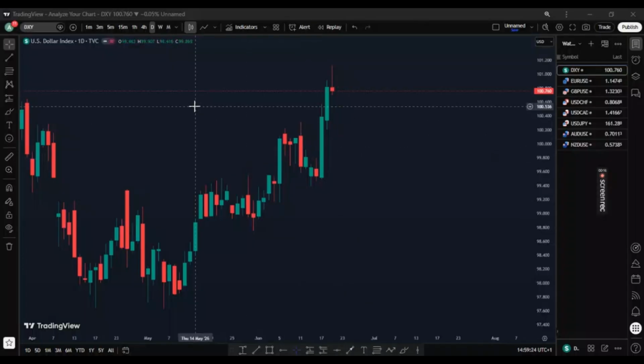Now, looking at the dollar index on the daily time frame, you can clearly see that we are still making higher highs and higher lows. And why do I say this? Because if you look here, we are creating higher highs and higher lows. So for the coming week, what I'm expecting is this, for the fact that we are still bullish.